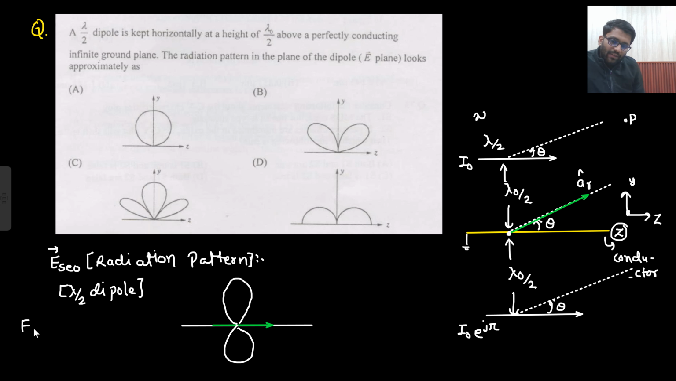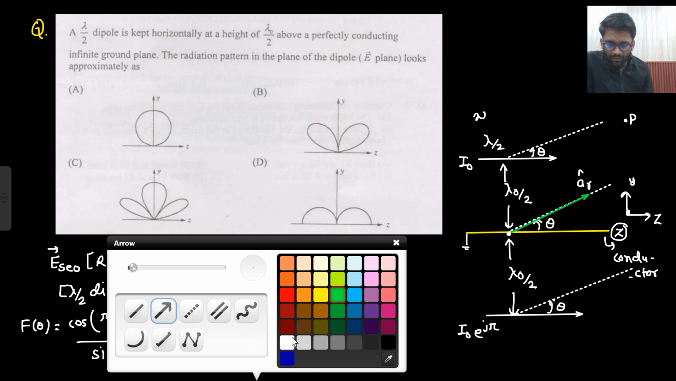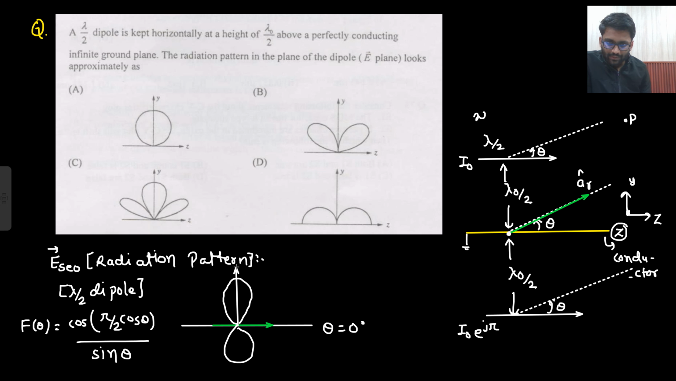And if I write down the F theta for it, that F theta was cos(pi by 2 cos theta) divided by sin theta. This will be theta equals to 0 degree, and vertically this will be theta equals to 90 degree. If you put cos 90 here, that would be 0. Cos 0 is 1. Sin 90 is 1. So it would be 1 only. So here you are getting 1 only. But I am not going to write down the expression and anything. I will just draw the diagram.